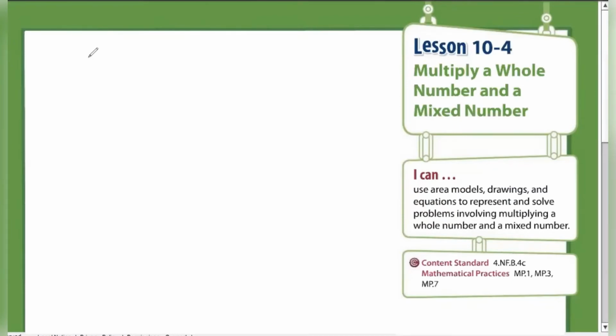Our lesson for today, 10-4, multiply a whole number and a mixed number. As we talked before, I can multiply a whole number by a fraction. How, teacher? If I have 4 times 2 out of 5, I can multiply this whole number by the fraction.